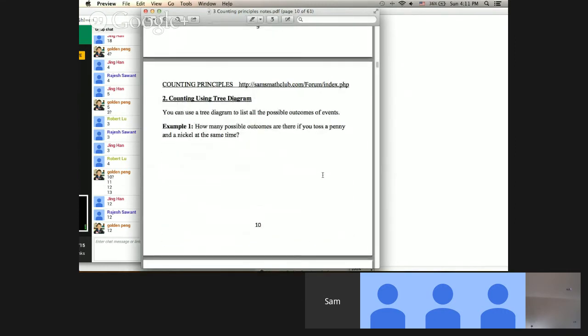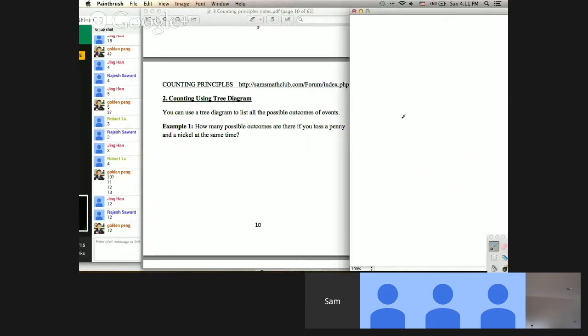The second method, other than using a chart, is counting using tree diagrams. Tree diagrams are helpful sometimes when you don't have too many numbers. For example, how many possible outcomes are there if you toss a penny and a nickel at the same time, as in heads, tails, heads, tails? See if you can get this problem.